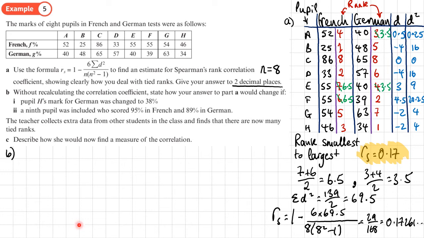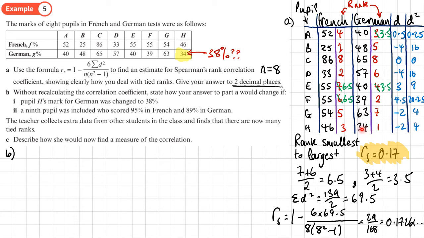It says, without recalculating the correlation coefficient, state how your answer to A would change if pupil H's mark for German was changed to 38. So pupil H's German mark, there it's 34. So what if that was changed to 38? That's the question. Does that change my answer? And we're not going to actually recalculate it. So we're talking about this score here.